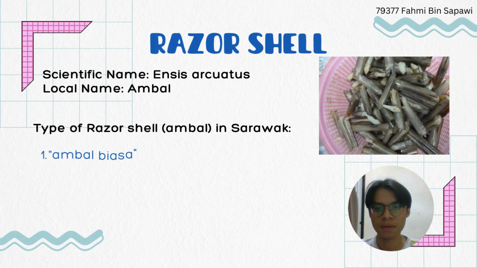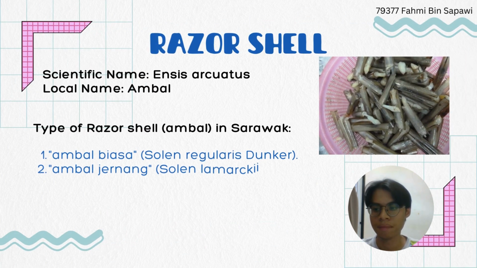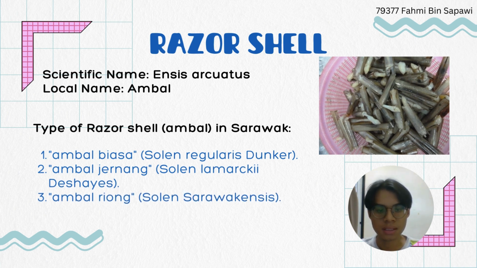Hello, my name is Fahmi bin Sapawi. For my study, I will talk about razor shell. Razor shell is scientifically named Ensis arquatus and locally named ambal. Sarawak has three species of ambal, which are ambal biasa, ambal jenang, and ambal uyong. Solan regularis is the most common of the three species found in western Sarawak.